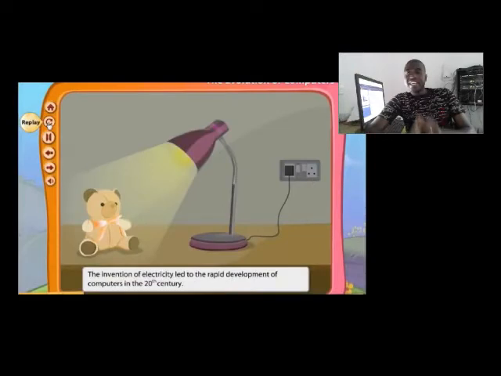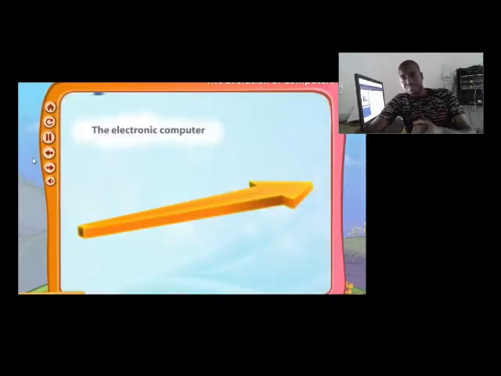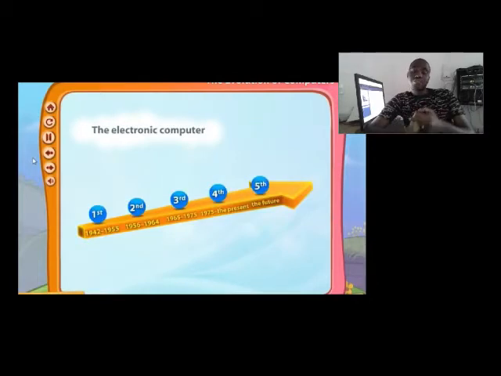In the 20th century, electricity was invented. So computers began using electrical power during this period. This led to a rapid development of computers. So today let's discuss how modern computers have evolved from generation to generation.